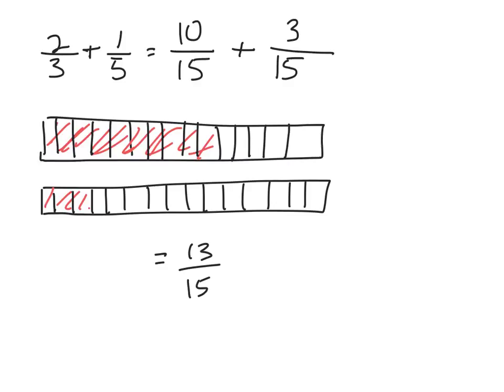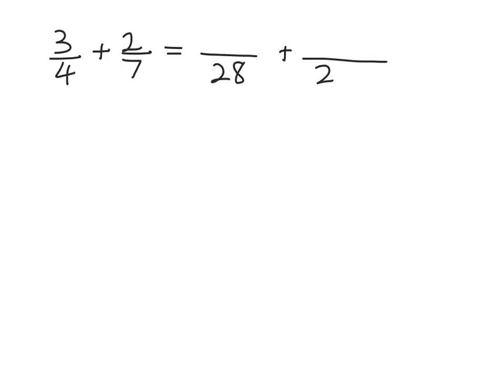Now we don't want to be drawing bars of chocolate for much longer, so with the next questions we're going to move to just doing them using our numerical process. So let's try 3/4 plus 2/7. Right, we're looking for the lowest common multiple of those two numbers. We can work with a higher one, but it's just going to mean we have to do more mental arithmetic. So 4 times 7 is 28. Let's try that.